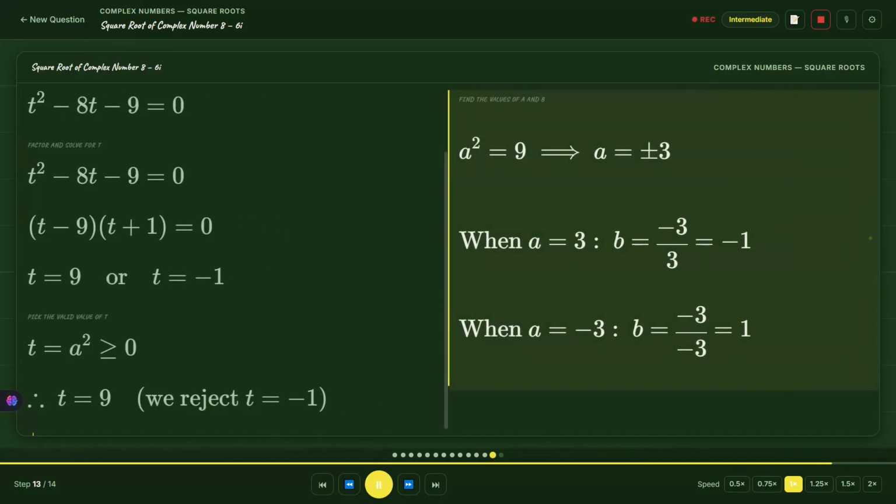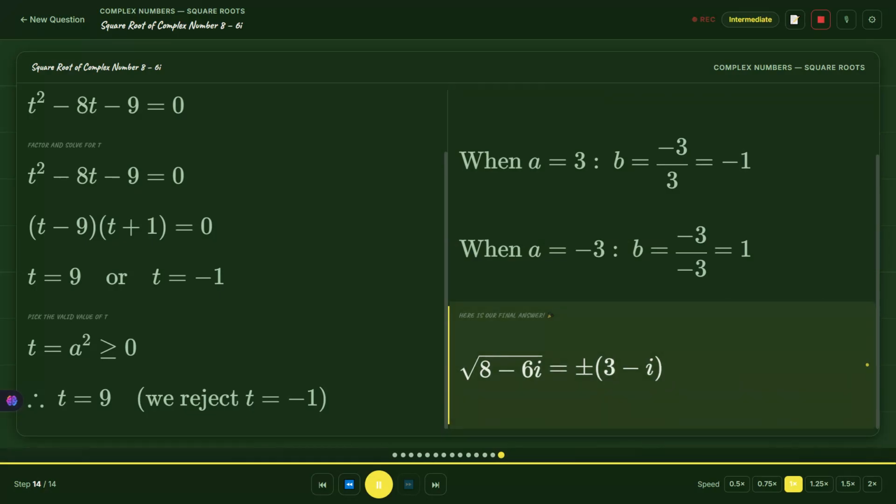If a squared is 9, then a is plus 3 or minus 3. Now we find b for each one. When a is 3, b is minus 3 split by 3, which is minus 1. When a is minus 3, b is minus 3 split by minus 3, which is plus 1.